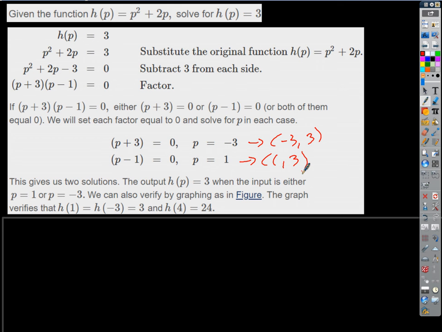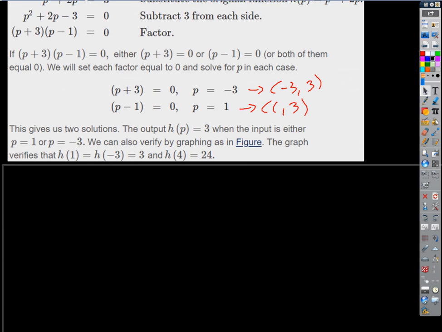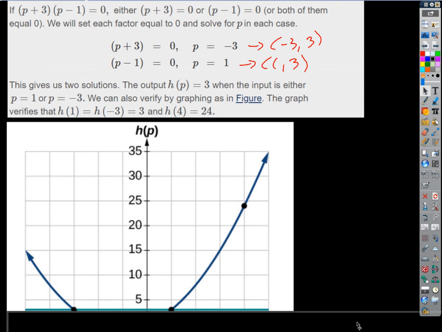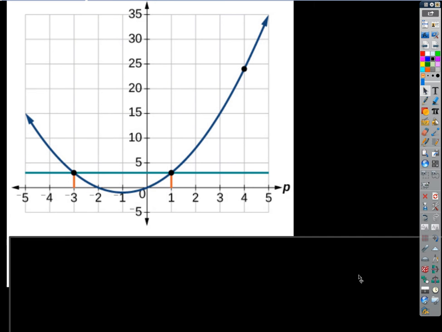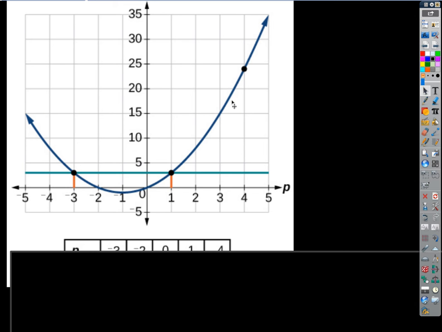So what did we do? We kind of worked backwards here, didn't we? This time they gave us the output value, the y value, and we did some algebra and solved for the input values that give us that output value. There were more than one. Okay, so I've got a graph this time. The graph that represents this situation would look kind of like that. So here's our original function, h of p equals p squared plus 2p.